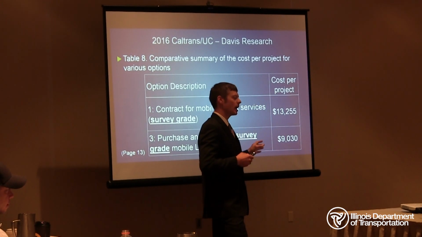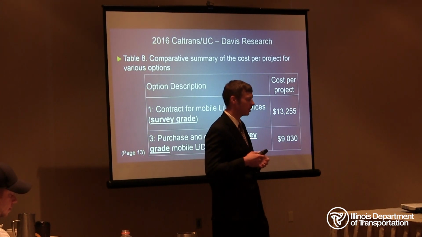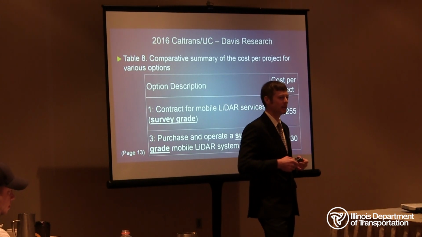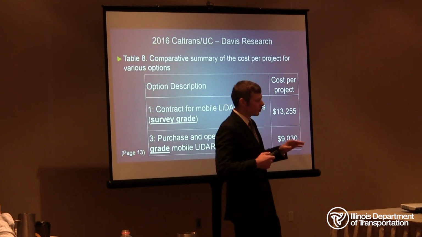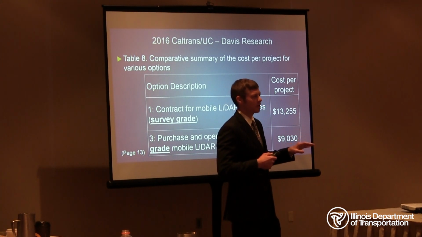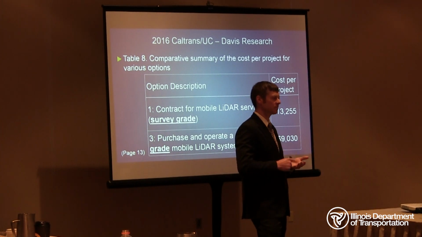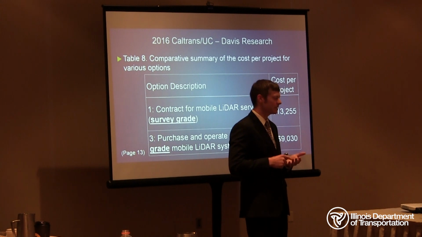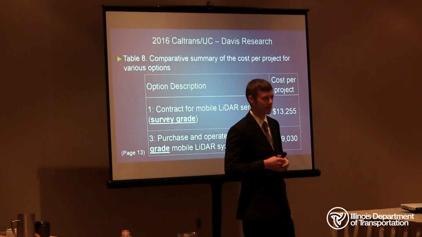They compared that to option 3, which was purchase and operate a survey grade mobile LIDAR system. The average cost per project was estimated to be $9,000. The way they estimated their average cost per project internally was if they utilized the mobile LIDAR unit for 6 projects per month for a period of 6 years. 6 years, again, was used as the conservative estimate for the life of the mobile LIDAR unit.